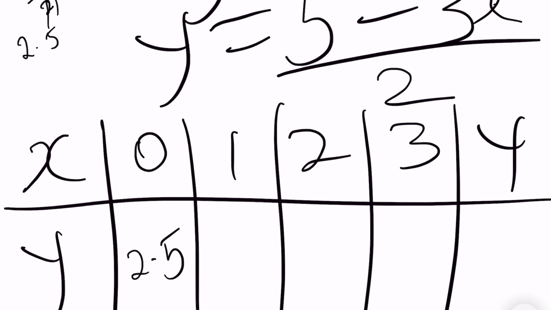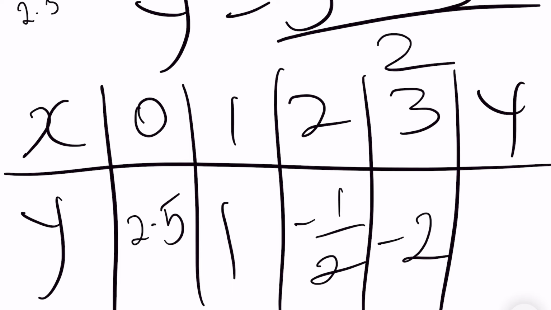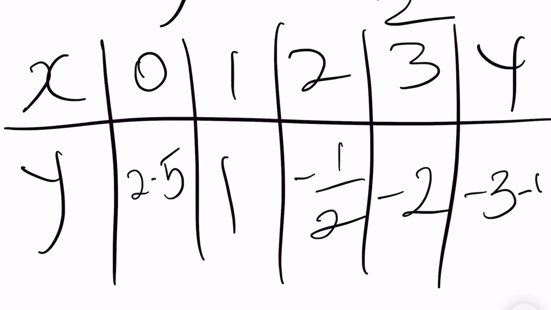Where x is 1, that will be 3 times 1, which is 3. 5 minus 3 is 2, and 2 divided by 2 is 1. For 2, we have 3 times 2 is 6. 5 minus 6 is minus 1 over 2. Here we have 3 times 3 is 9. 5 minus 9 is minus 4. Minus 4 divided by 2 is minus 2. 3 times 4 is 12. 5 minus 12 is minus 7 over 2. Here we have minus 3.5.